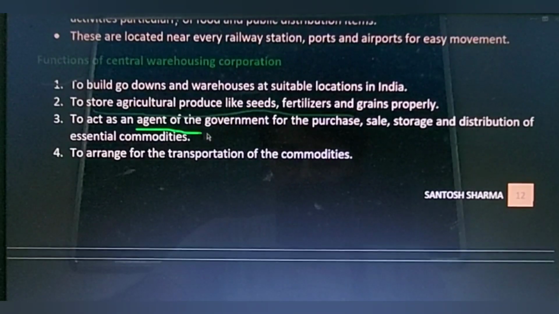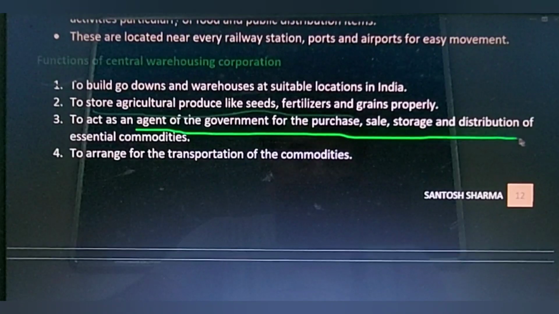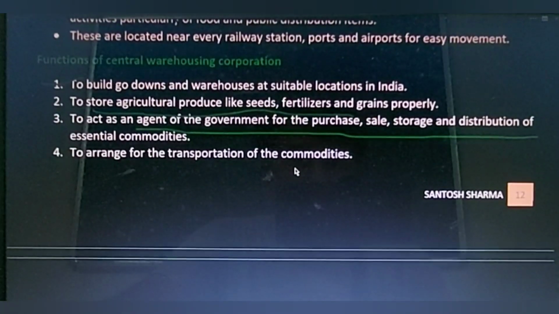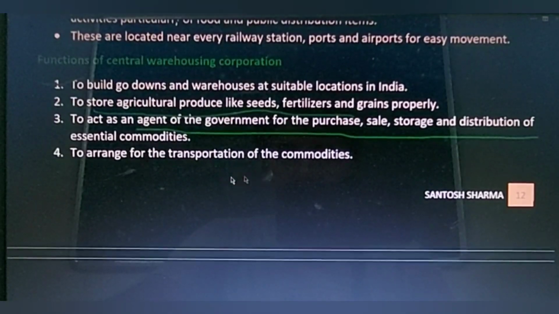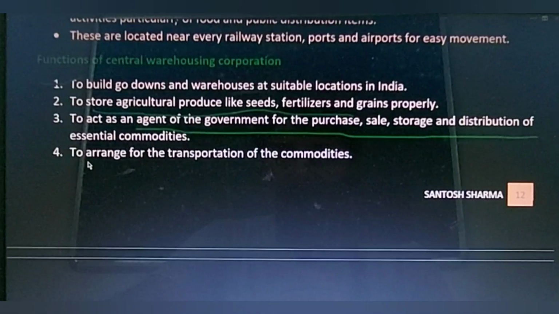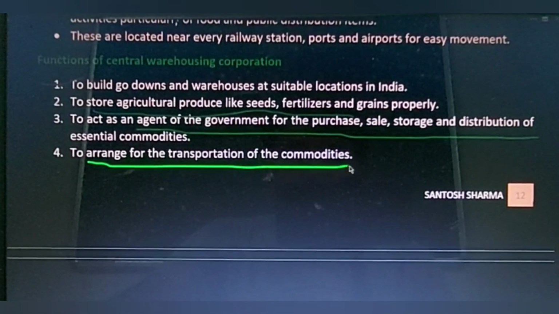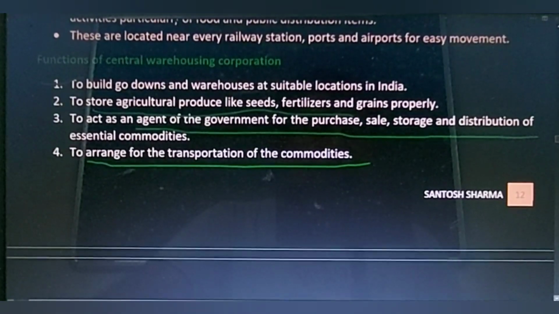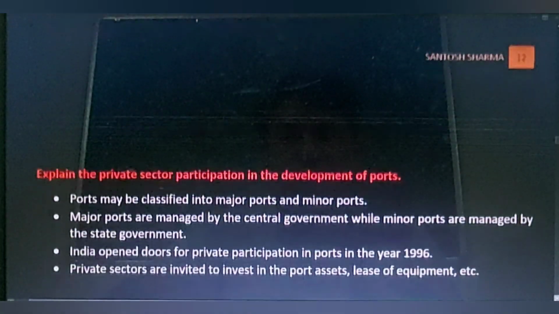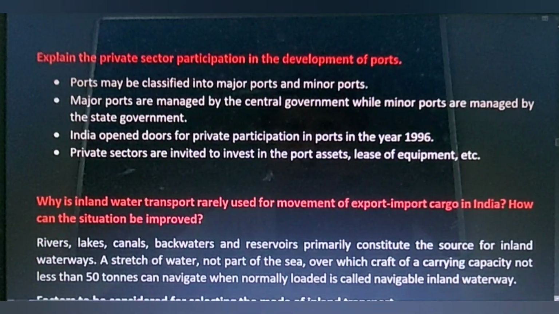It also acts as an agent to the government for the purchase, sale, storage, and distribution of essential commodities, because India is a democratic country. So it always looks after the welfare of the people in India. And fourthly, transportation of commodities right from the place of storage to the marketplace.